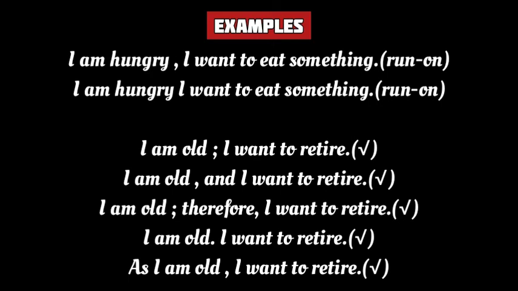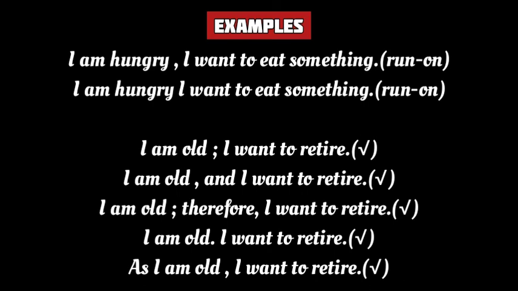In the first correction, a semicolon has been used instead of the comma to join the two independent clauses. In the second correction, the coordinating conjunction and has been used after the comma to correct the run-on sentence. In the third remedy, the two independent clauses have been joined with the help of a semicolon first, followed by the conjunctive adverb therefore and then a comma. Another way to correct a run-on sentence is to turn the independent clauses into full sentences by using full stops or periods. I am old and I want to retire are two complete and separate sentences here.